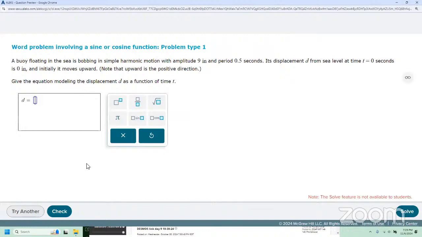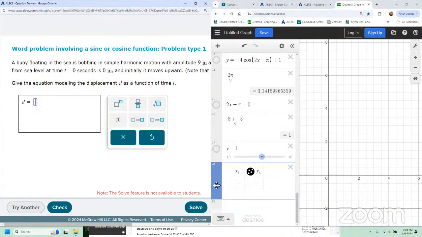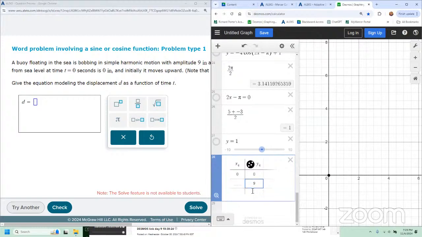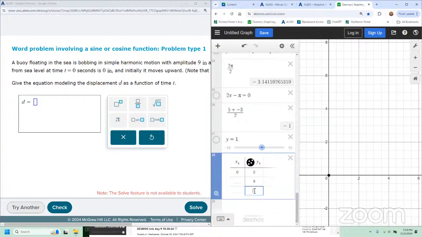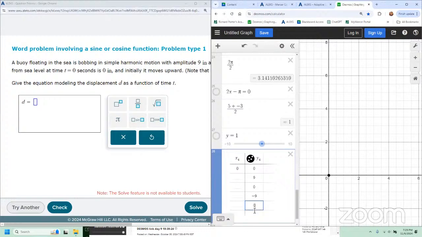Okay, so it's going to start at 0. So when x is 0, the y value is going to be 0. And then it's going to move up until it gets to 9, and then it's going to move back down to 0, and then it's going to go down to -9, and then it's going to 0. That's what the buoy is doing. It's going up and down.